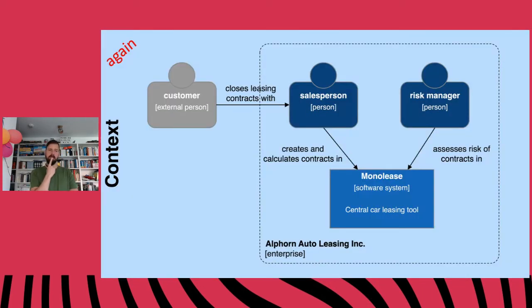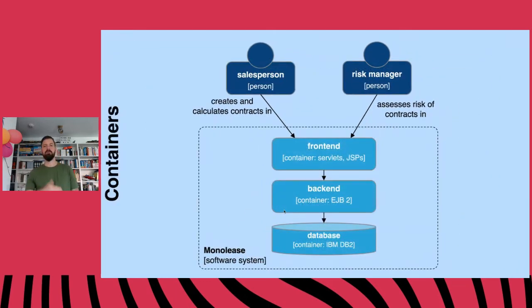So in our case at Alphorn, we found out that we have this system here, which is used by the salesperson and the risk manager. This is a high-level view of the system. Let's have a closer look at the system. When we go down from the context view to the containers view, we will see that the monolith is built out of a front end, a back end, and a database.